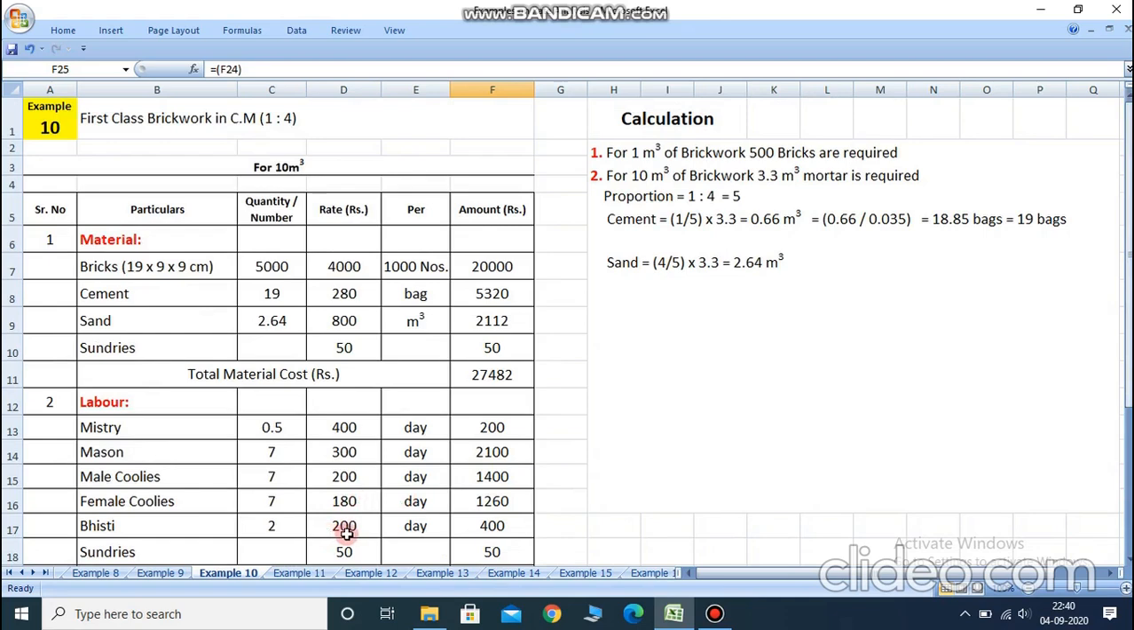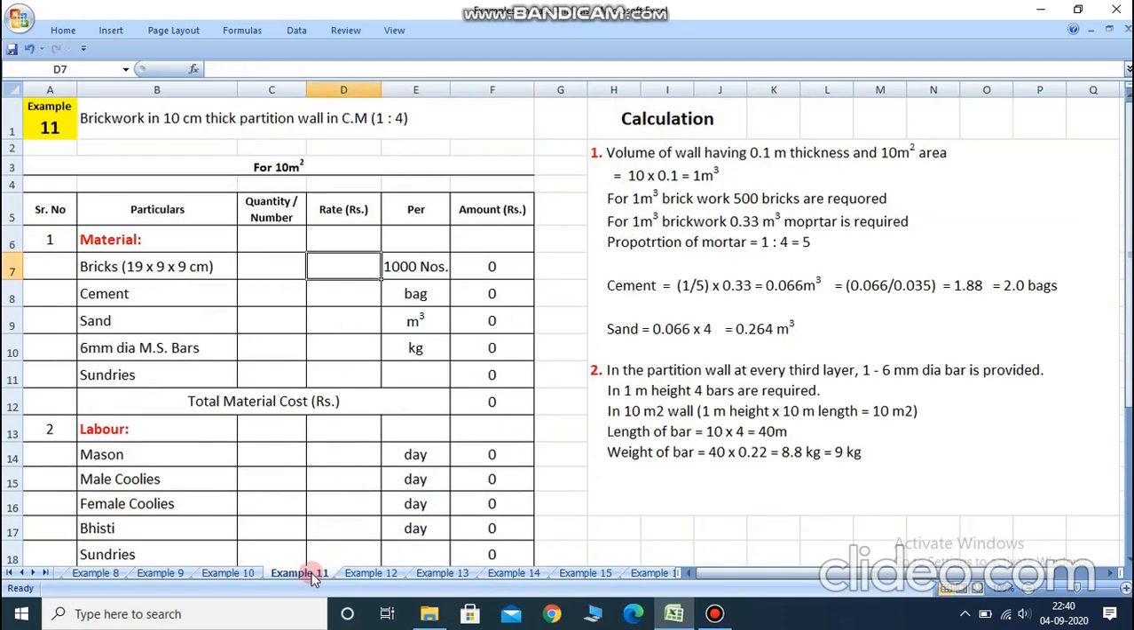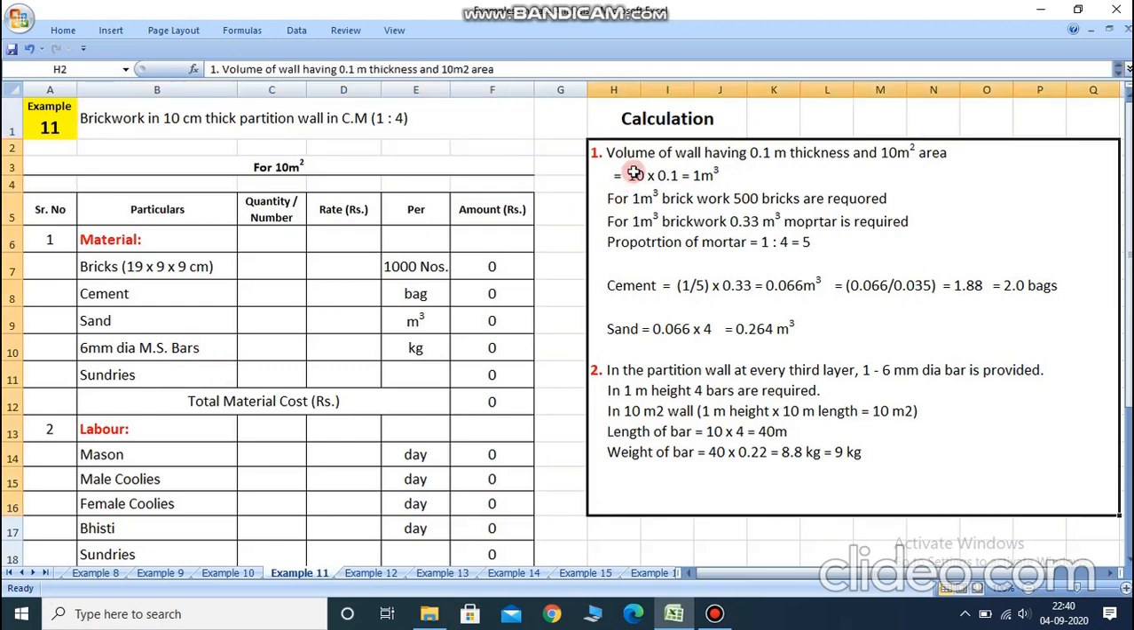Now let's start another example, number 11. Here, brickwork in a 10 centimeter thick partition wall is calculated. Brickwork, cement, sand, 6 mm diameter mild steel bar, and sundries, all these things are required. So one by one we calculate here.